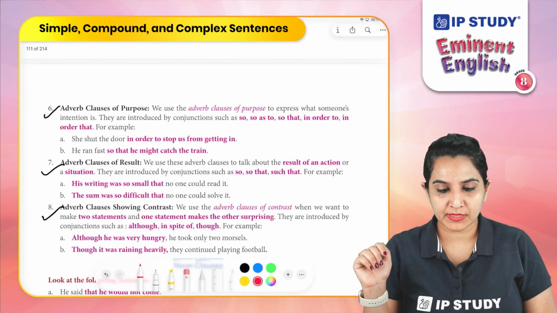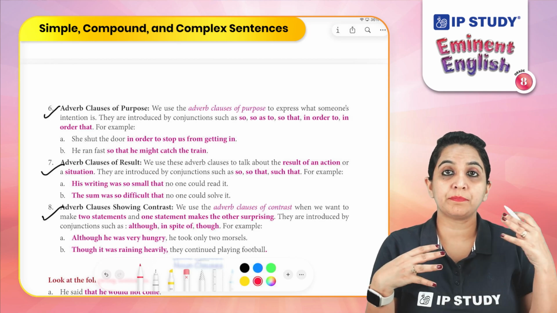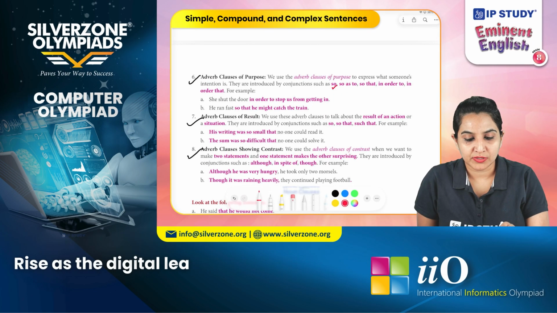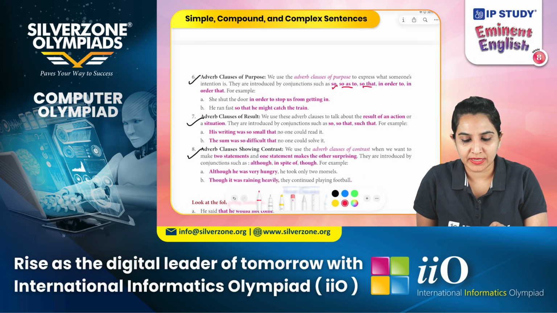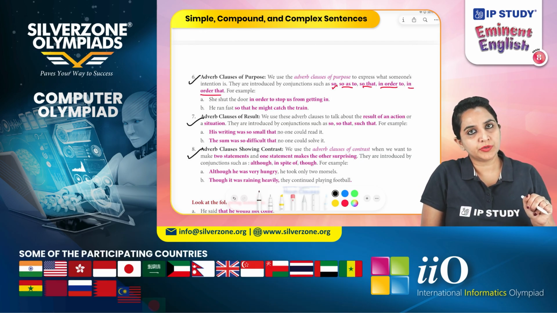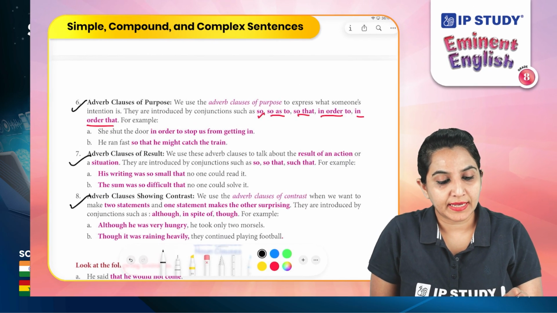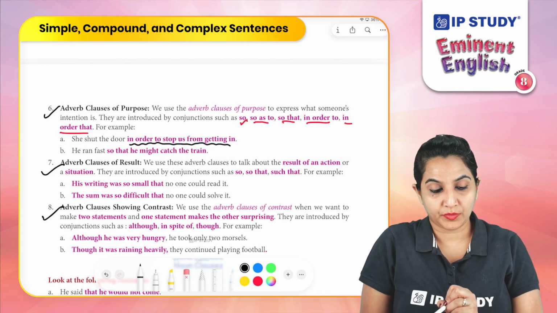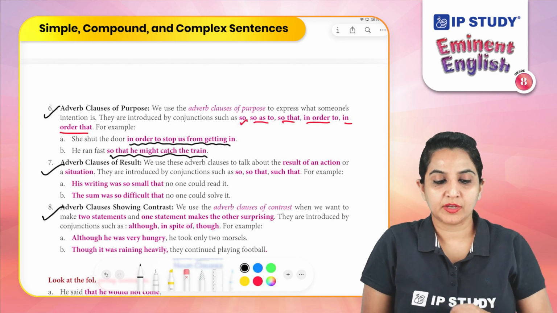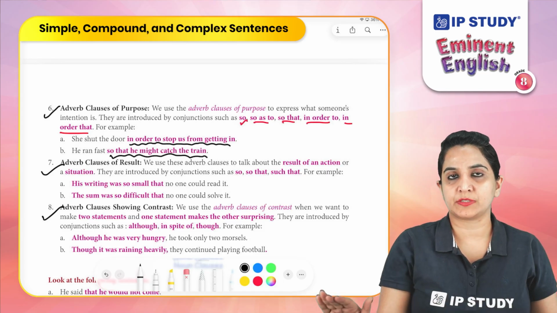Adverb clauses of purpose, they express what is the intention of someone. That means what is the purpose, what is the objective behind this action. And they are introduced by so, so as to, so that, in order to, in order that. For example, she shut the door. This is the action. Why? Or what was the purpose of it? In order to stop us from getting in. Right? He ran fast. So what was the purpose? So that he might catch the train. So adverb clause of purpose means the objective behind the action is explained.